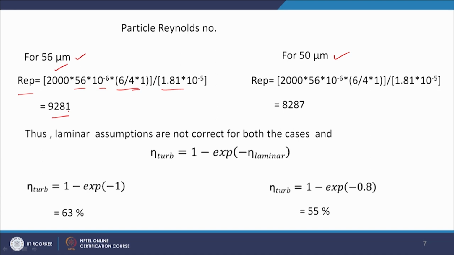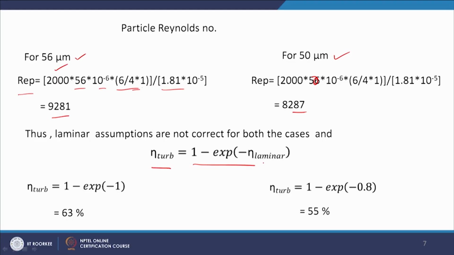For the same case with 50 micrometer, we have 2000 into 50 into 10 to the minus 6 into 6 by 4 into 1, divided by 1.81 into 10 to the minus 5, which is equal to 8287. So here also the particle Reynolds number 8287 is very high. So, the laminar assumptions which we have considered are not correct for both the cases, and the efficiency under turbulence will be different from the efficiency we got in the previous slide. The efficiency in case of turbulent flow is 1 minus exponential of minus the efficiency at laminar flow.